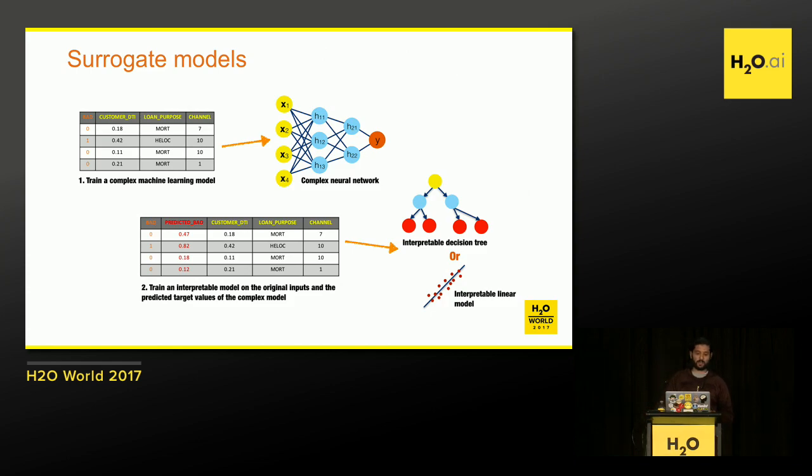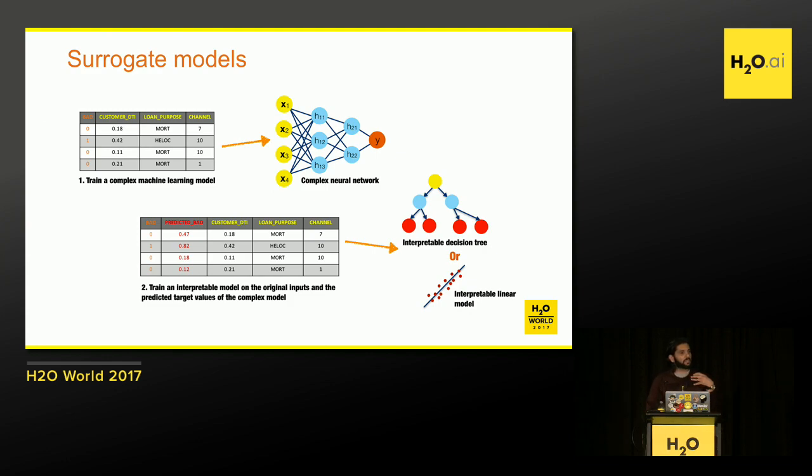Another technique that is quite common from old data mining literature is surrogate models. The idea behind surrogate models is we take a complex model, train it on a data set, and predict Y. So now we have this Y hat. And what we do is we take that Y hat and append it to the training frame and pass that training frame through a simple model.